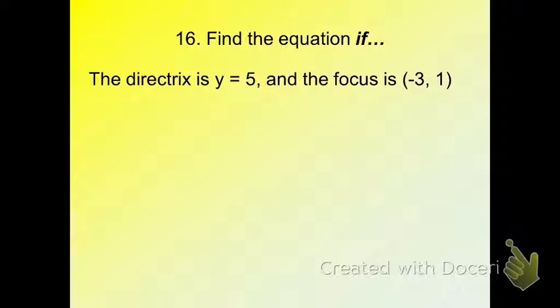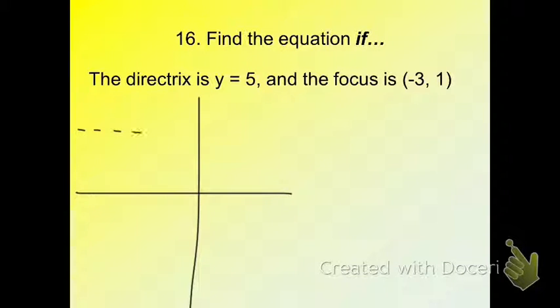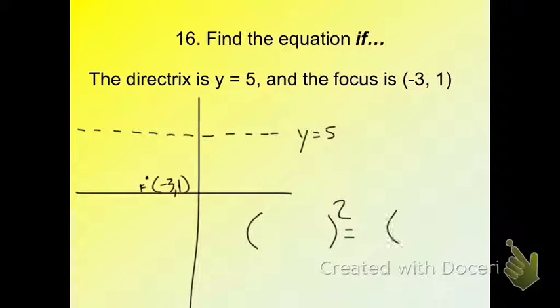Last one. So I've got my directrix at y equals 5 and my focus at -3, 1. So which direction is this one going to open? Down, so what needs to be squared? X. And here's kind of the tricky part, because I've got to put my vertex in, but I don't know what my vertex is going to be, or how can I find it?